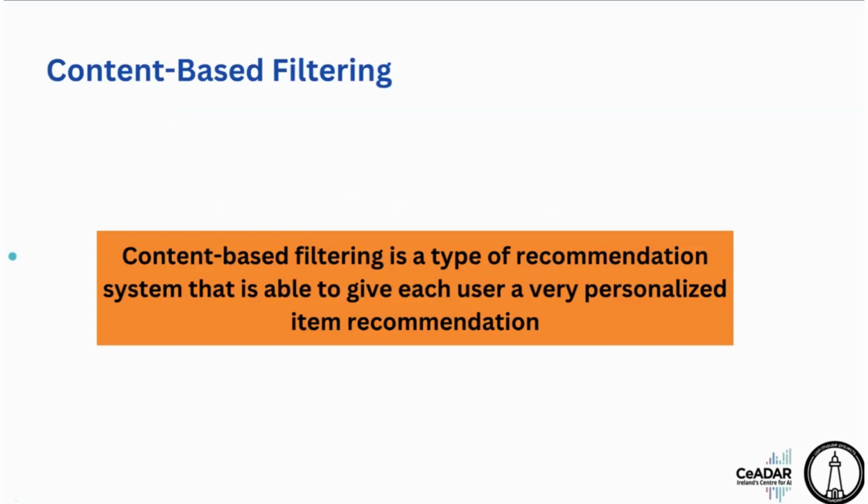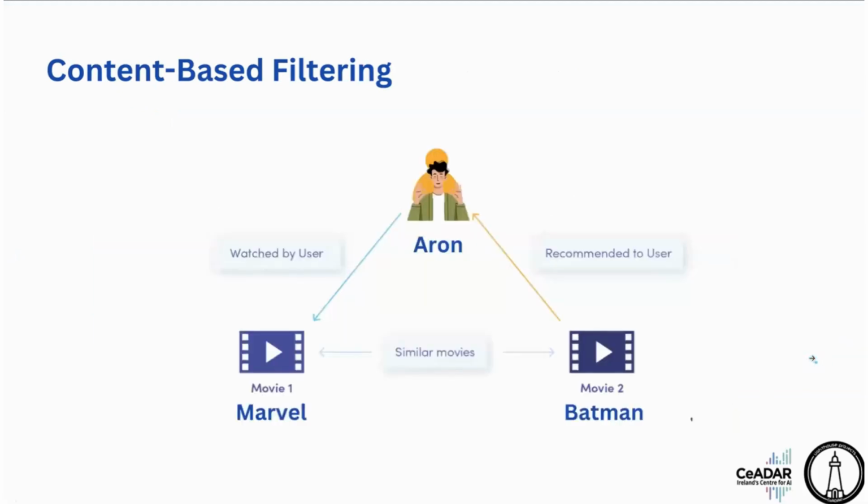So let's talk about what content-based filtering is. Content-based filtering is also a type of recommendation system that is able to give each user very personalized item recommendations. There can be different approaches, and it matches each and every person based on his interest and taste. So let's talk about Aaron.